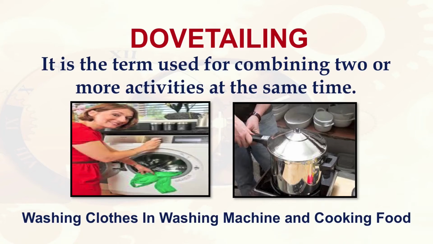Now there is a very interesting concept called dovetailing. Some people know it, some people do it without knowing the concept. It is a term used for combining two or more activities at the same time. For example, washing clothes in the washing machine and cooking food at the same time. The washing machine is running, cooking is also being done, and when the things are in the cooker, you can chop the other vegetables, you can knead the dough. So many activities are being done.